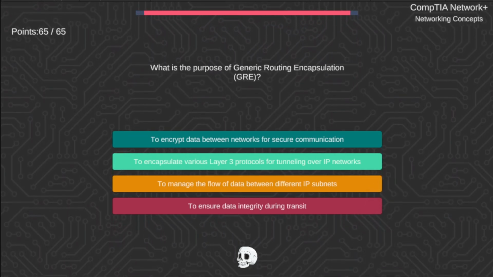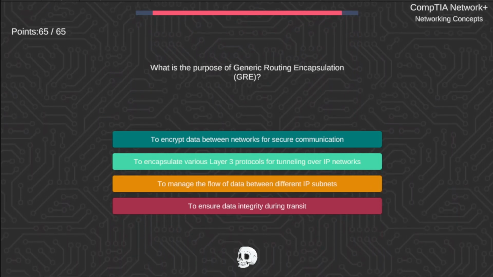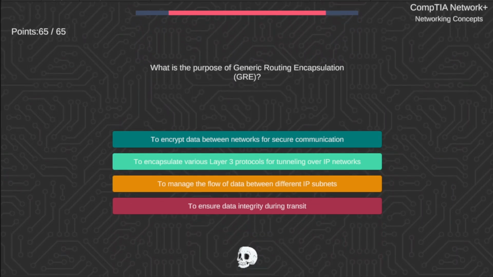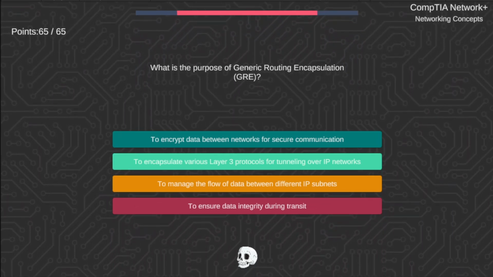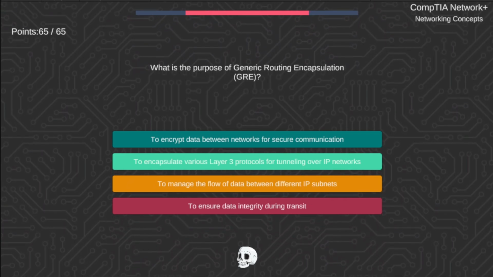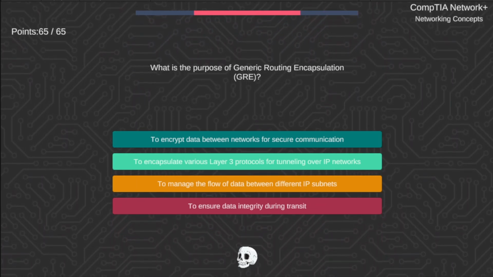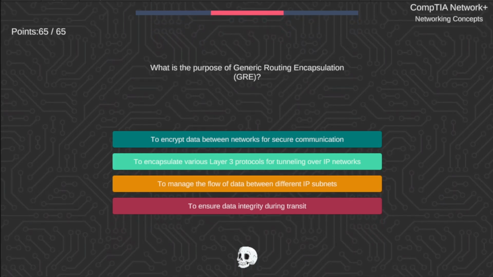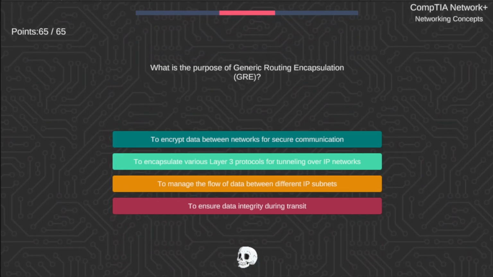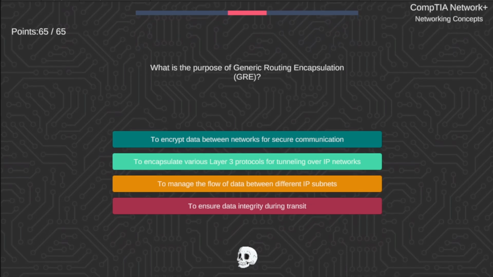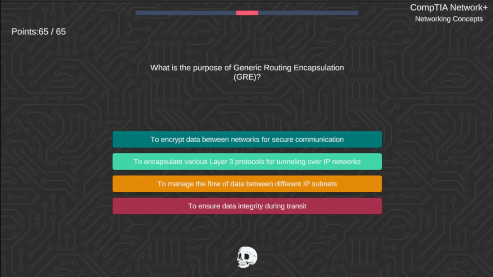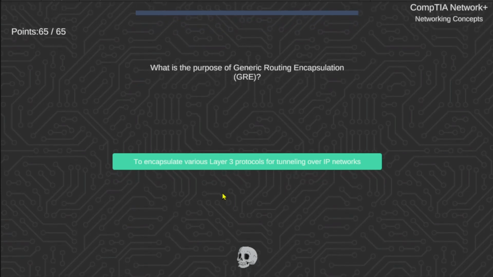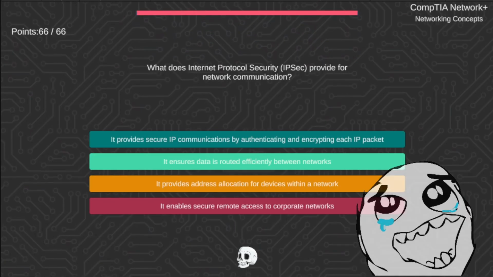What is the purpose of Generic Routing Encapsulation, or GRE? To encrypt data between networks for secure communication, to encapsulate various Layer 3 protocols for tunneling over IP networks, to manage the flow of data between different IP subnets, or to ensure data integrity during transit? Generic Routing Encapsulation, or GRE. Correct answer is to encapsulate various Layer 3 protocols for tunneling over IP networks.